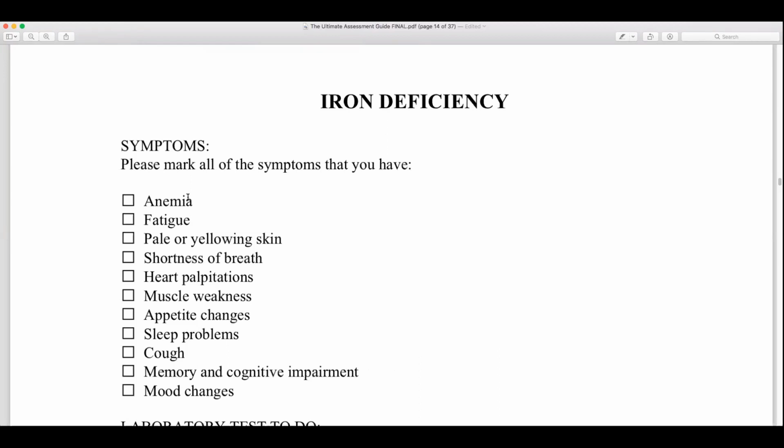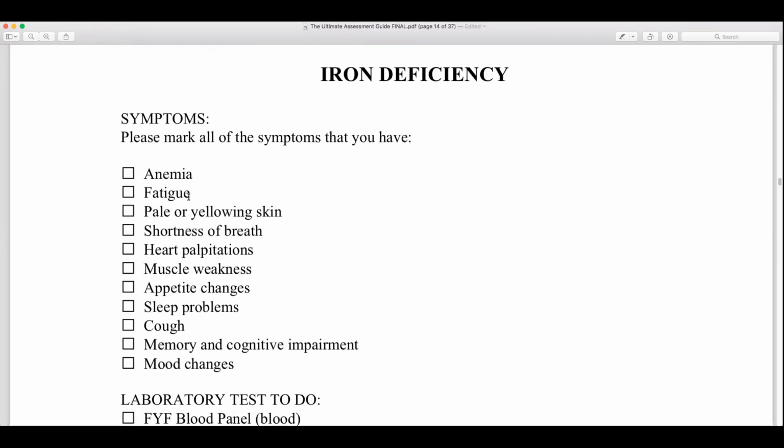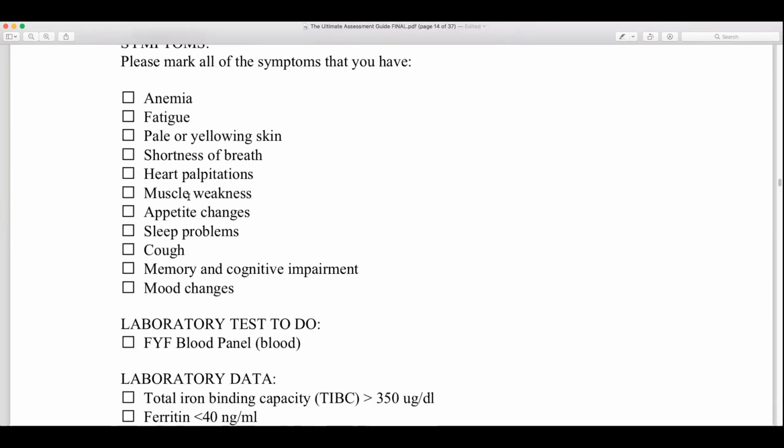So iron deficiency: anemia, fatigue, pale or yellowing skin, shortness of breath, heart palpitations, muscle weakness, appetite changes, sleep problems, cough, memory and cognitive impairment, and mood changes. So you've noticed sleep problems on here numerous times with numerous different things.